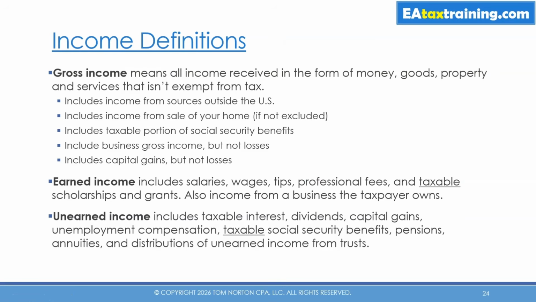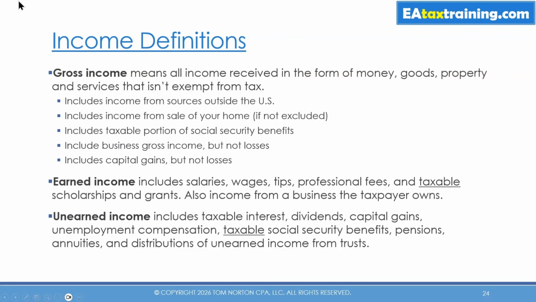Income definitions. Before we look at the minimum amount of income that is needed in order to file a return, we need to have a basic understanding of some of these terms. We are going to get into more detail about income in the next video, in video 2 of part 1. But for now, you just need to understand these basic definitions. We've got gross income. Gross income means all income received in the form of money, goods, property, and services that is not exempt from tax. So when you see on these charts and when you're reading these publications, you'll see the term gross income. That's what it means. All income received that is not exempt from tax.